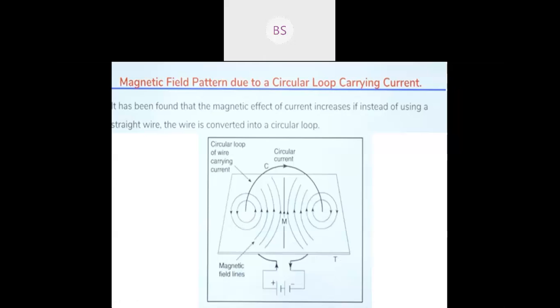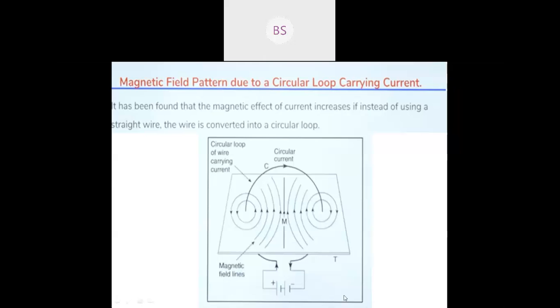But when the magnetic field lines are far away from the center, they also form circles, but bigger circles. See, now they are far away from the center. If you draw these lines this way, they are far away. At the center, the magnetic field lines are along the axis of the loop and normal to its plane.